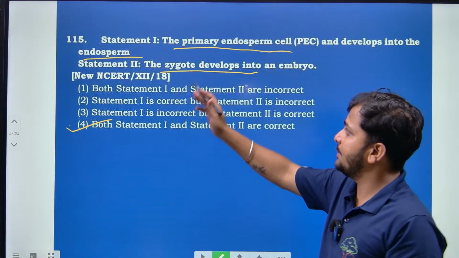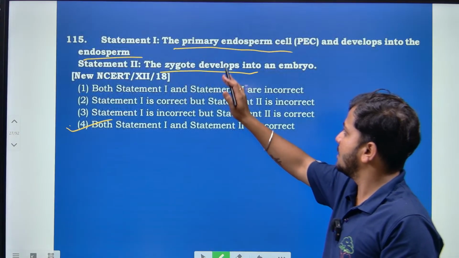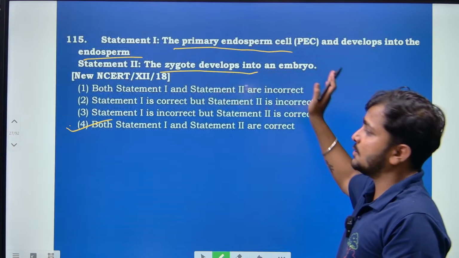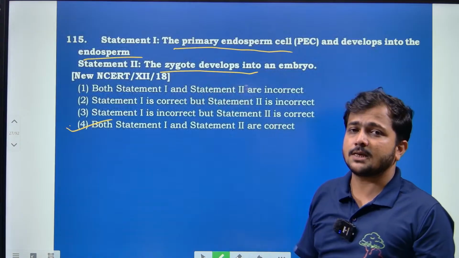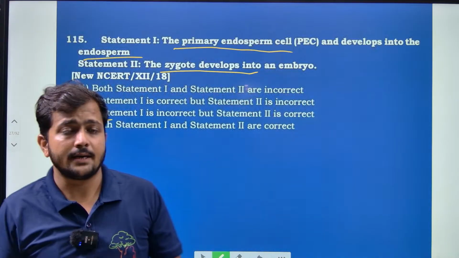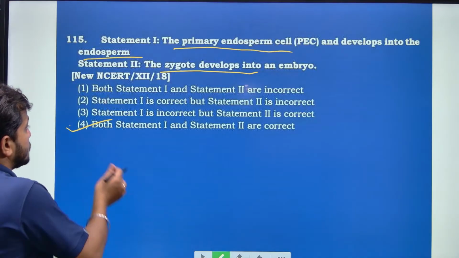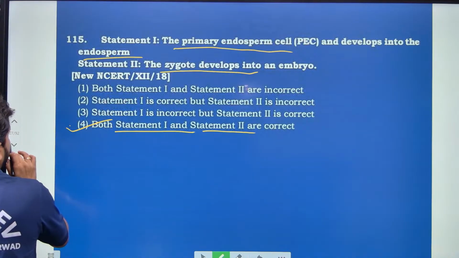Then either it will be a nuclear endosperm or a cellular form of endosperm. But the zygote develops into the embryo, right? So embryonic development can be seen with respect to the zygote, because the zygote will undergo mitosis, right? And that will lead on. So here both statement 1 and statement 2 are correct, right?